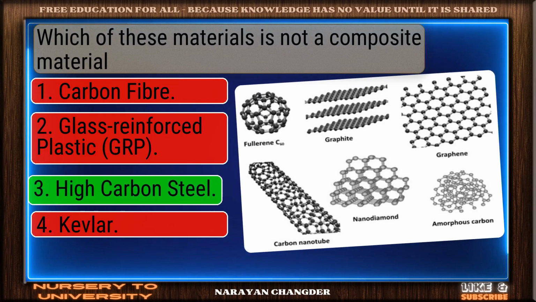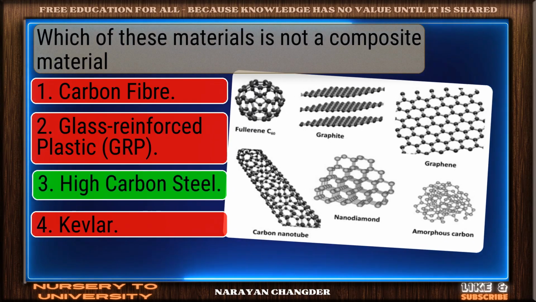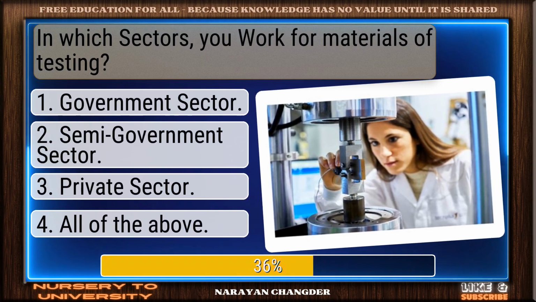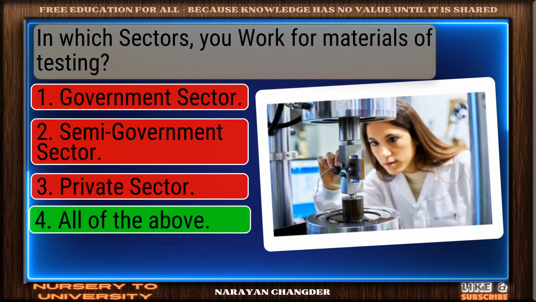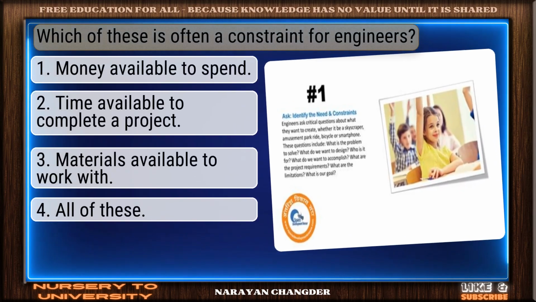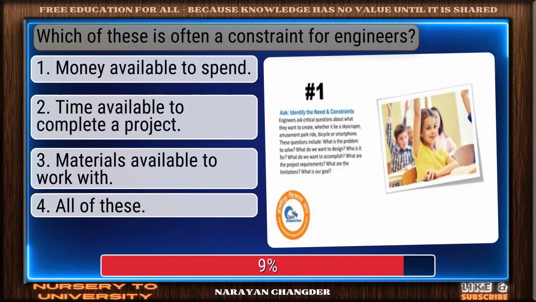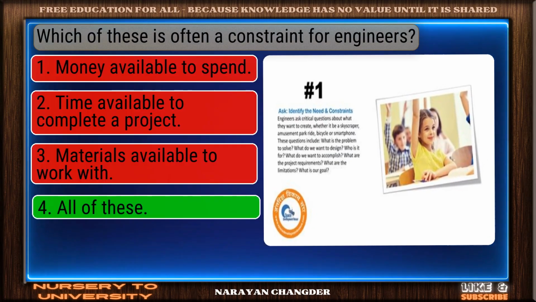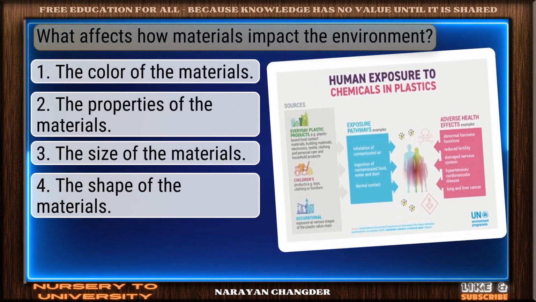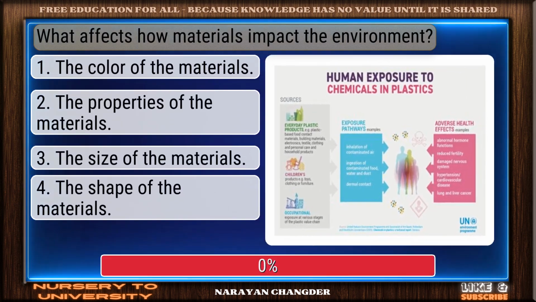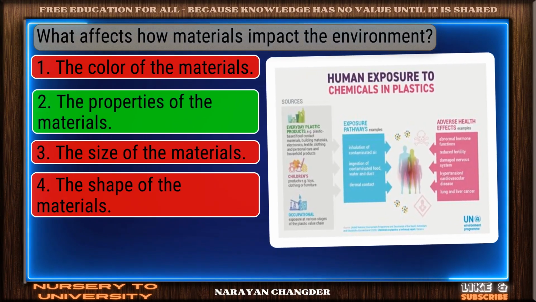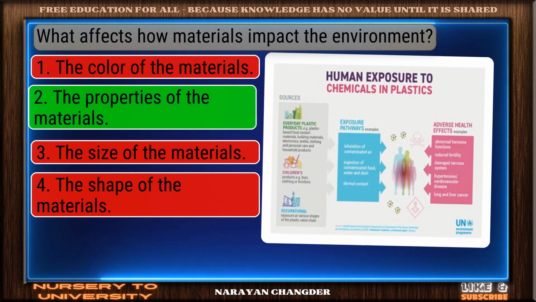You chose high carbon steel? And it is correct! In which sectors do you work for materials testing? Strong choice. All of the above is the right answer. Which of these is often a constraint for engineers? Right again. All of these is a valid answer. What affects how materials impact the environment? Valid point. The properties of the materials is true.